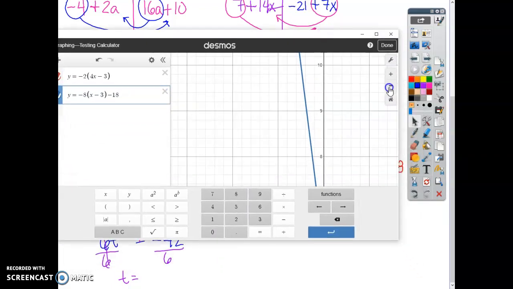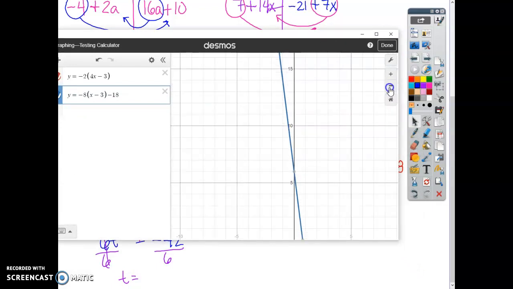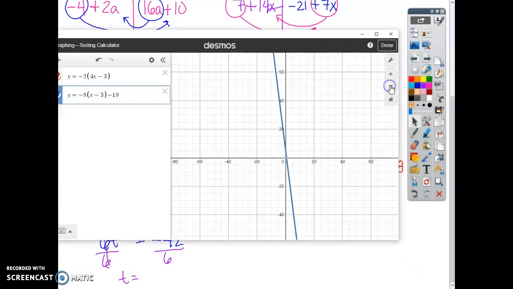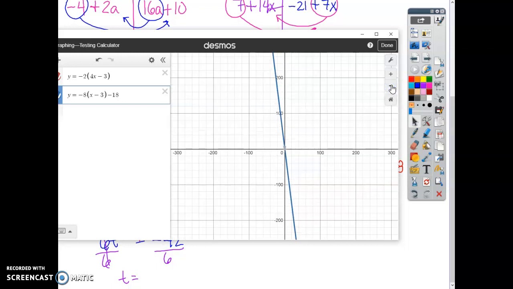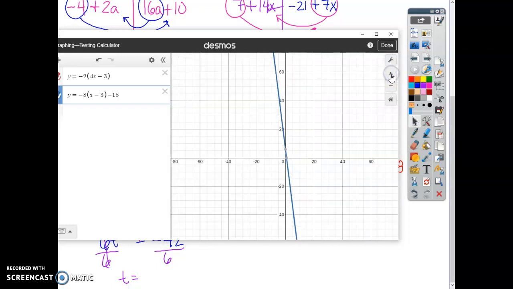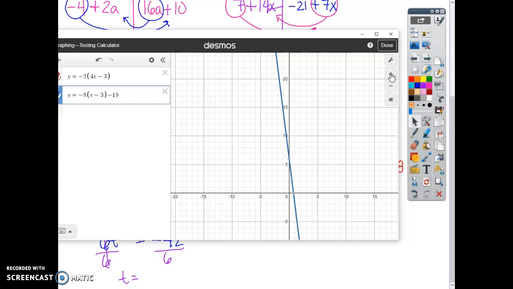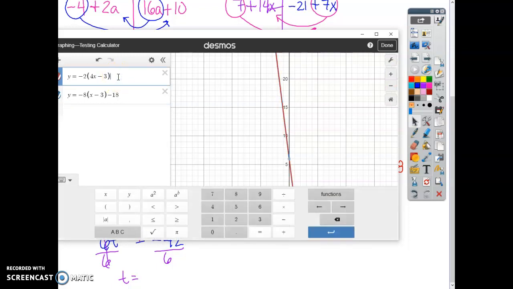Okay, so if I zoom out, where do they cross? Where's my other line? If I click on my first line, there it is. If I click on my second line, there it is. What do you notice about my first line, red, and my second line, blue? They're on top of each other. That means it's the same line.